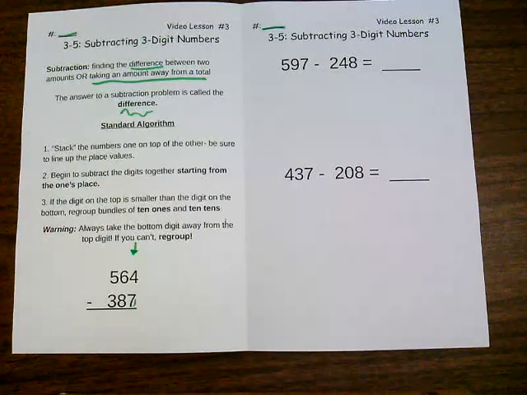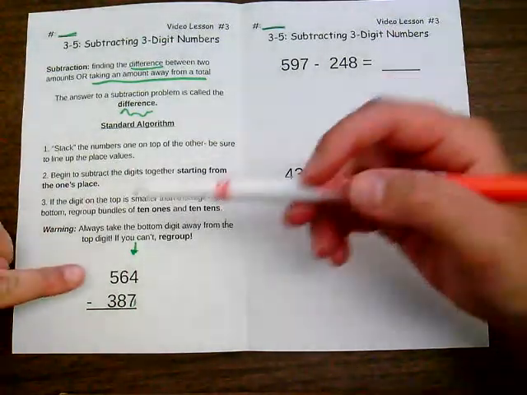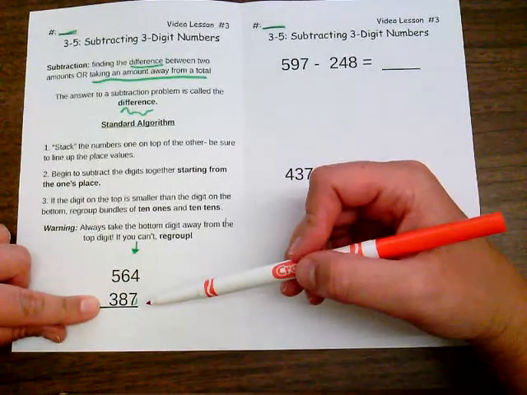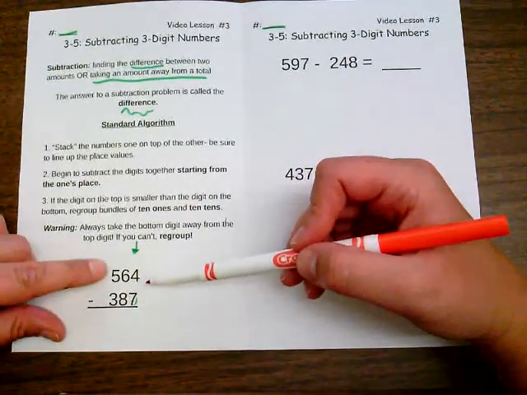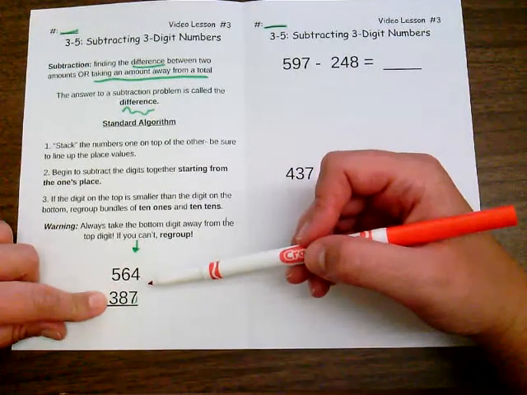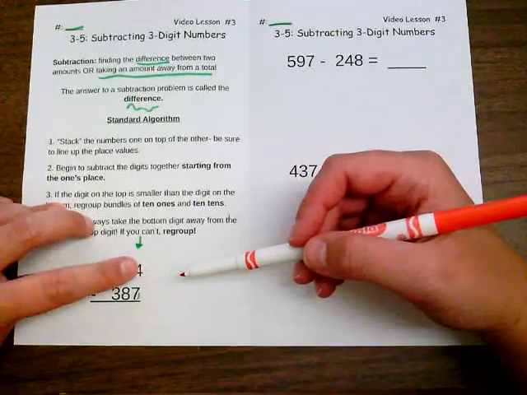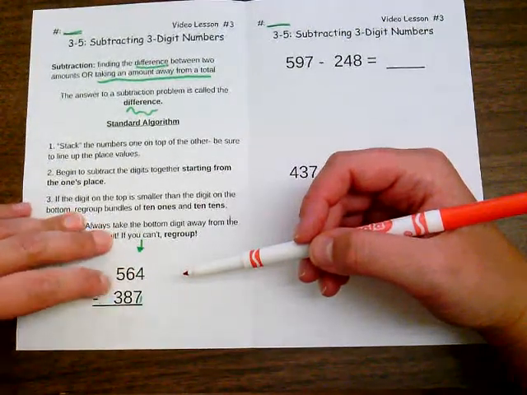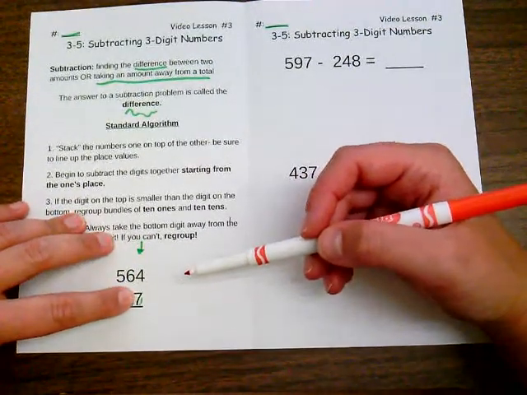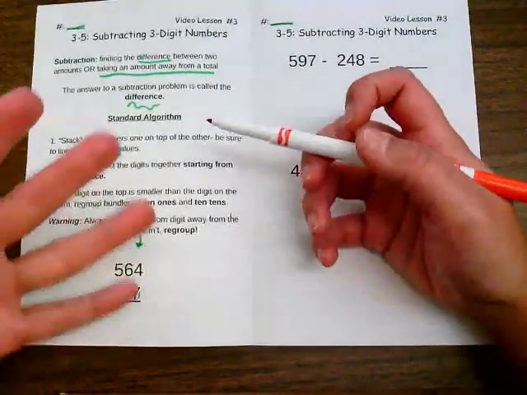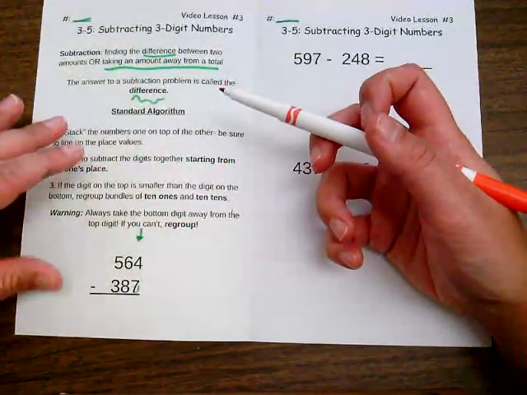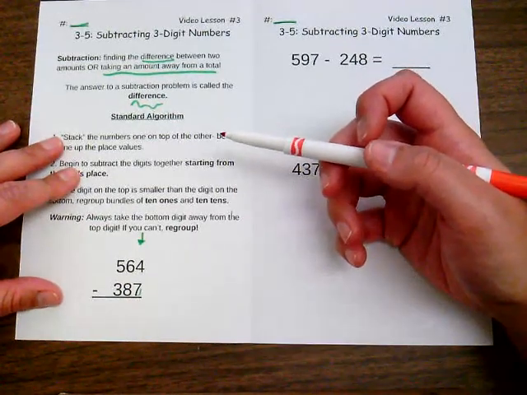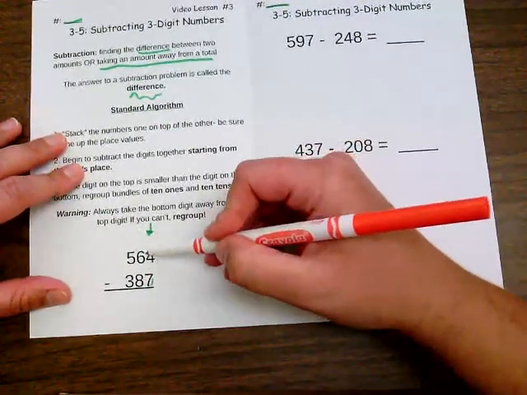So if I'm working on a problem like this, I know that this means I've got 564 and I want to take away 387. So this is what I have. This is what I'm taking away. Now, I'm starting in my ones column. If I have 4 and I need to take away 7, can I do that? If I've got 4, can I take away 7? And of course, the answer to that is no, I can't. I don't have enough.